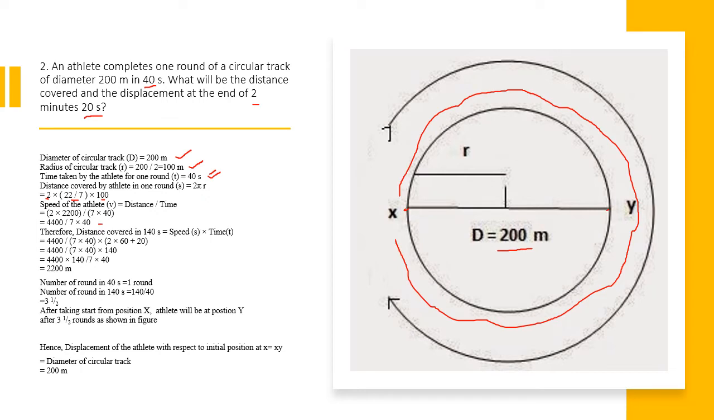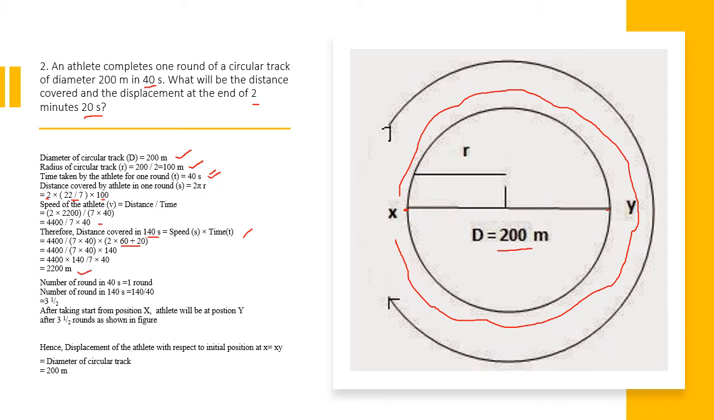Therefore, distance covered in 140 seconds. What is this 140? How did it come? 2 minutes 20 seconds. So 1 minute equals 60 seconds, 2 minutes equals 120 seconds. So 2 minutes and 20 seconds is equal to 140 seconds. So distance covered in 140 seconds is equal to speed into time. Right? So 4400 divided by 7 into 40, into 2 into 60 plus 20. You can write 140 also in place of this. So your answer is 2200 meters.